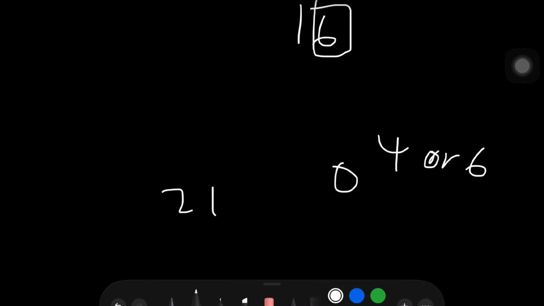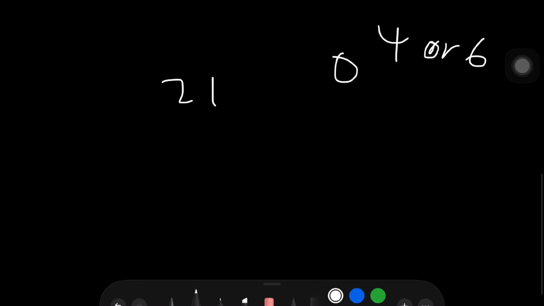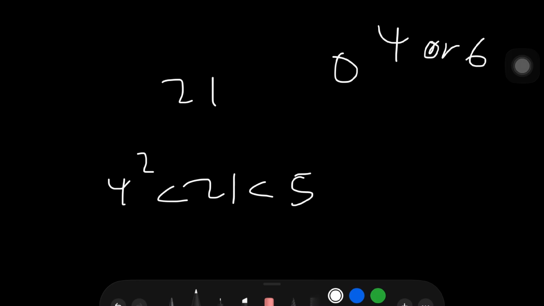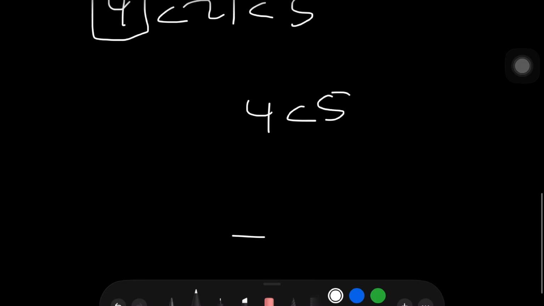How do you figure out the 10th digit? Now we go back to group 1 and see which two squares 21 is in between. It's in between 4 squared or 16 and 5 squared or 25. So take the smaller number, 4, because 4 is less than 5. Now that's your 10th place.